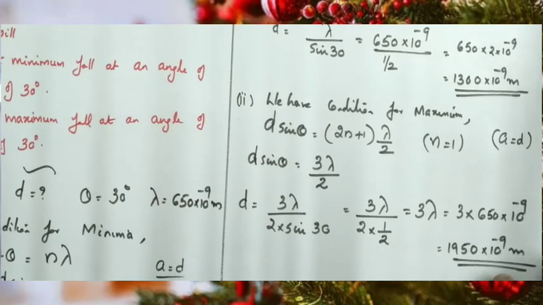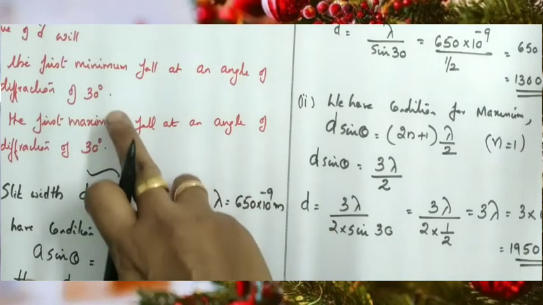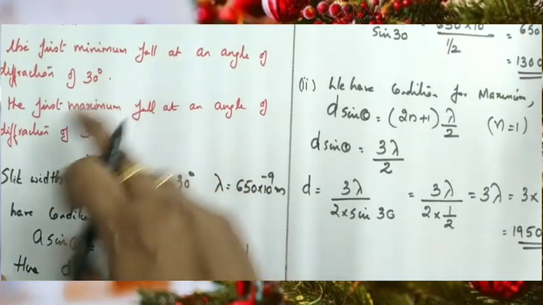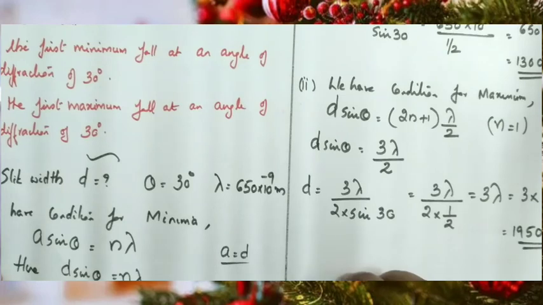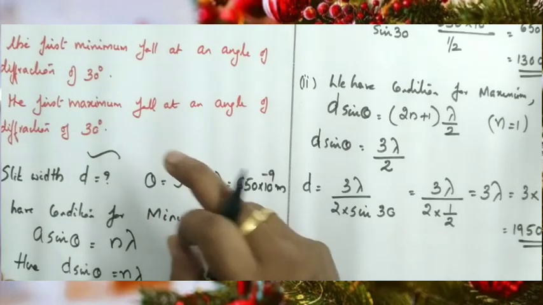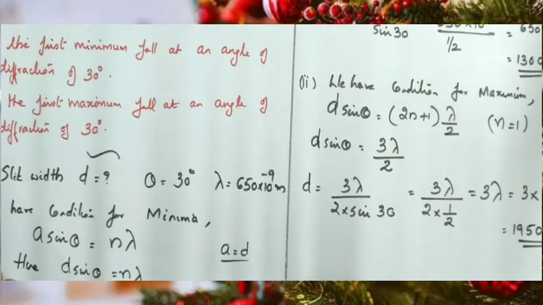Okay, so just keep this in mind: if angle is given, whether 30 degree or 60 degree, or some angle, you have to take sin theta. If angle is very small, then just take theta. Okay children.